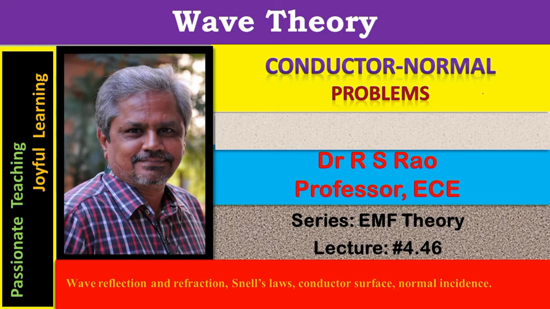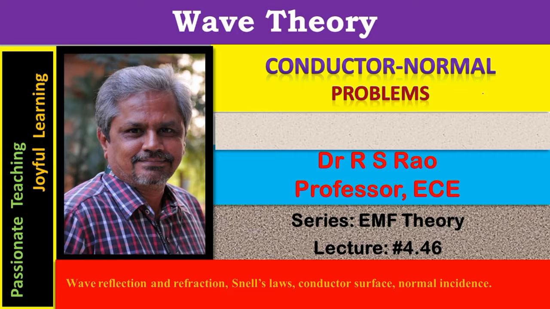Wave theory, problems on normal incidence of a plane wave over the plane surface of a conductor. Series on electromagnetic field theory, lecture number 4.46. When a plane wave falls normally over a plane conductor surface, it gets reflected without any transmitted or refracted wave.